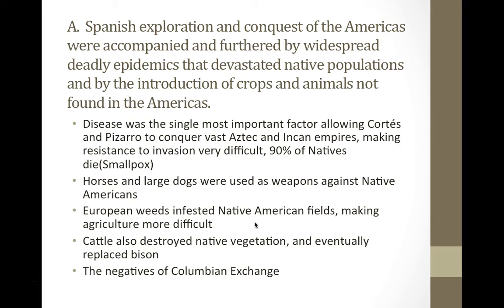A lot of bad things as far as disease and plants and things that are not native kind of taking over. We still see this today when we get, for example, the mussels that are infesting the Mississippi River right now and spreading non-native species.